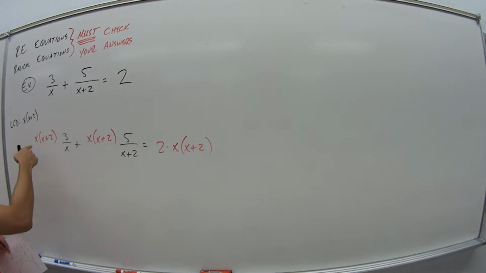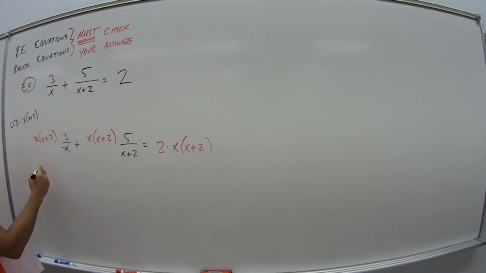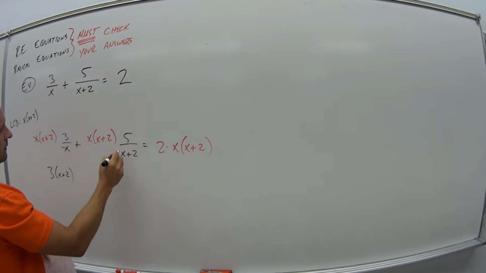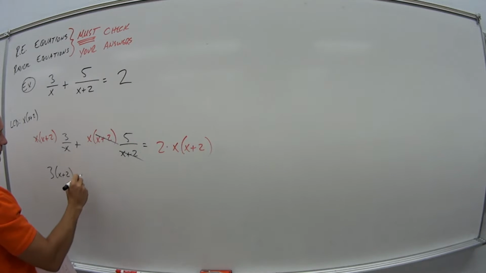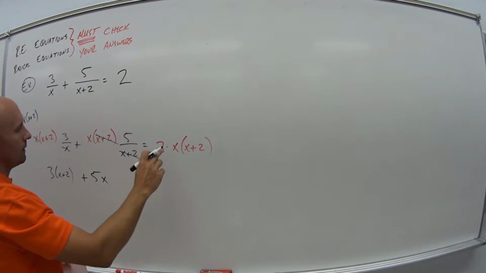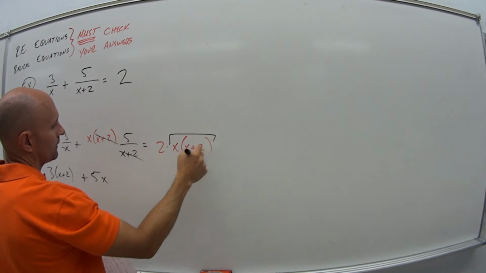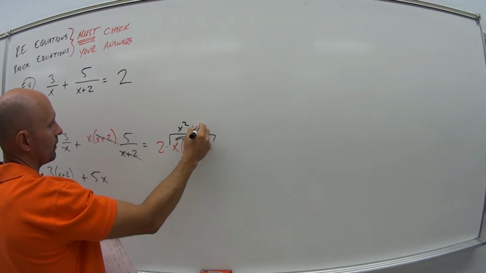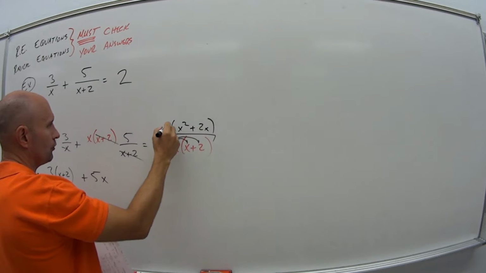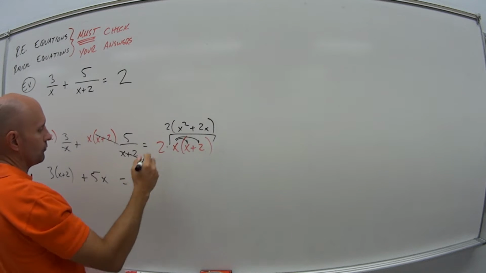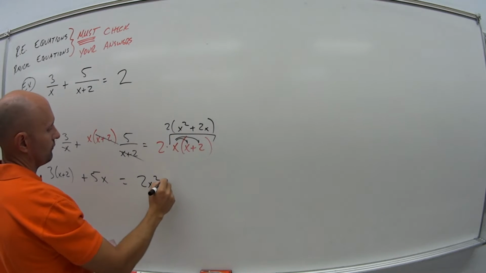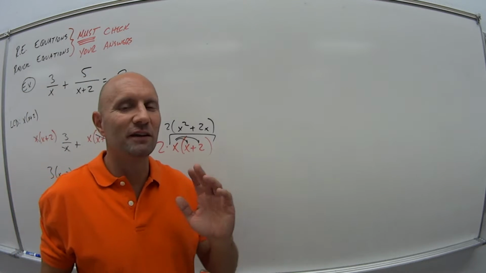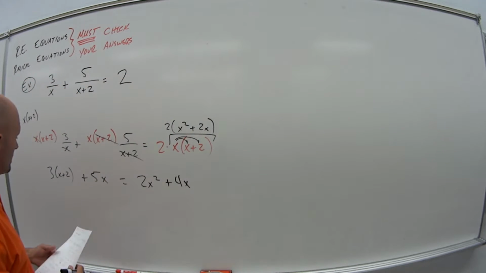So now when I do this with the first term, what happens? The x's cancel out, so I get 3 times x plus 2. And then here, the x plus 2's cancel, so I get what? 5 times x. And then over here, if I multiply this out, well, x times x plus 2 is what? I'm going to distribute this x, so I get x squared plus 2x. And then I still have this 2 in front, so I get what on the right? I get 2x squared plus 4x. So now the fraction parts are gone. We don't have to deal with fractions anymore. Now it's just an equation I need to solve.